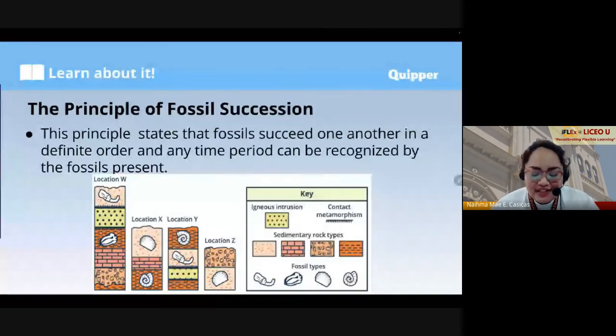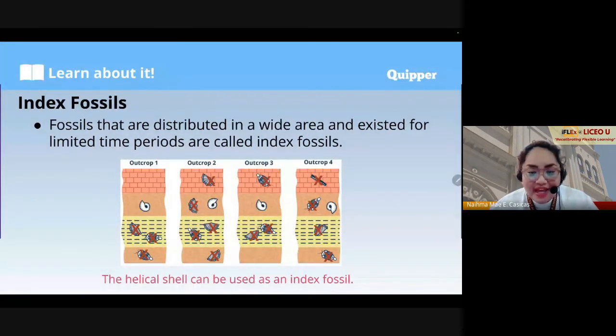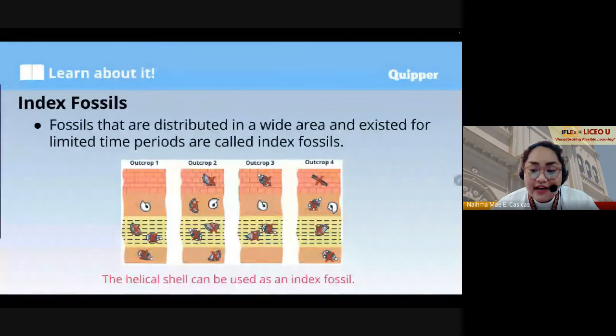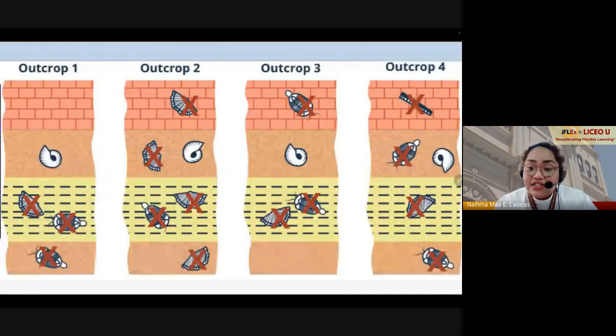In the principle of fossil succession, it states that fossils succeed one another in a definite order, and any time period can be recognized by the fossils present. I think that's very self-explanatory. It is specific to that time period. And it follows the principle of index fossils. Index fossils are distributed in a wide area and existed for limited time periods. If you look at the different layers, what you look for is which fossil exists constantly in this particular type of rock layer, rock consistency, and rock composition.